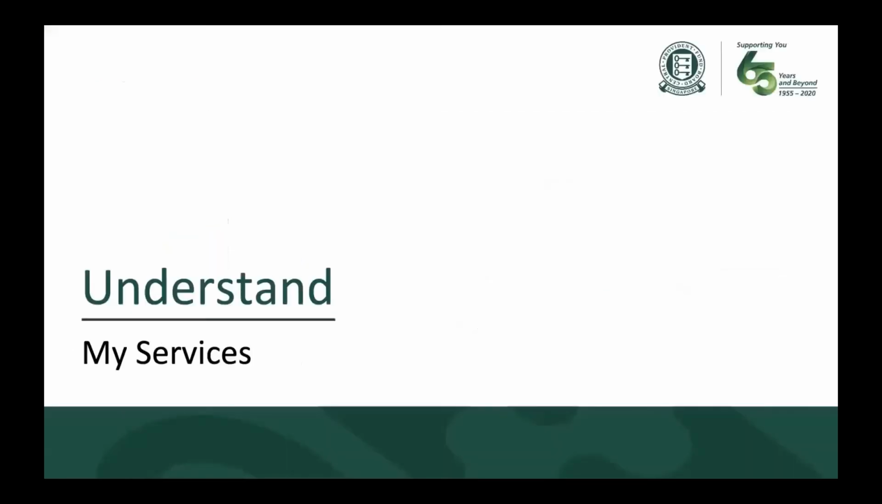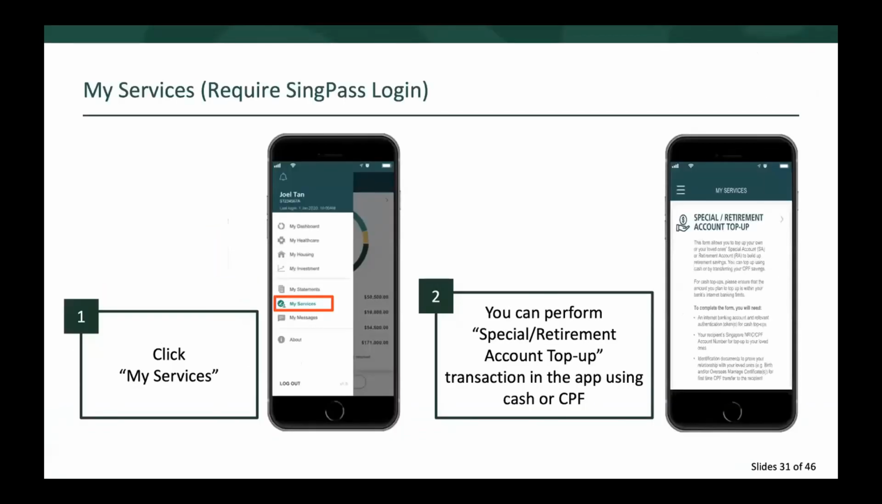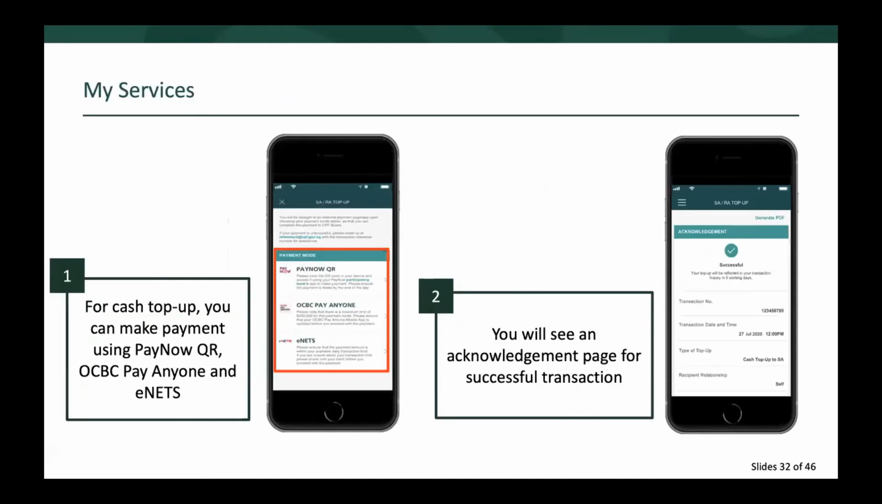And so there's this other thing called My Services as well. So similarly, you go to the menu button on top left, you choose My Services, and then you can perform actions such as topping up your special or retirement account through the app. And I will go on to the next slide.